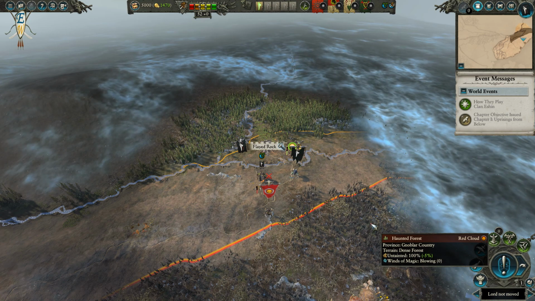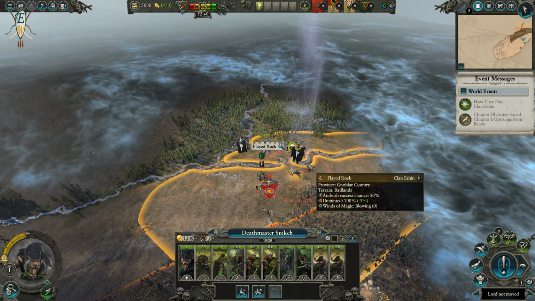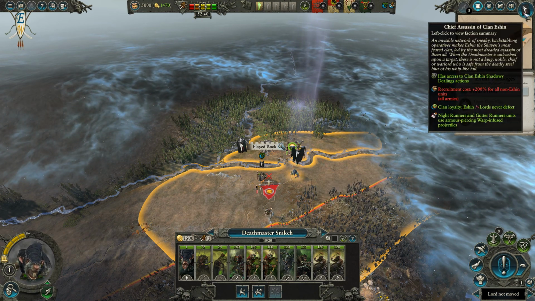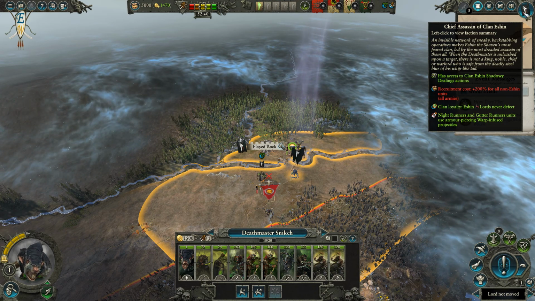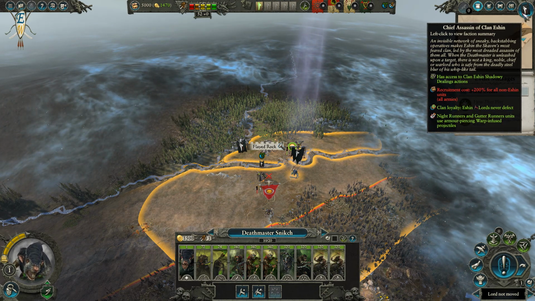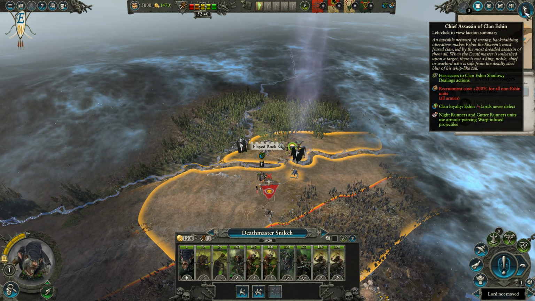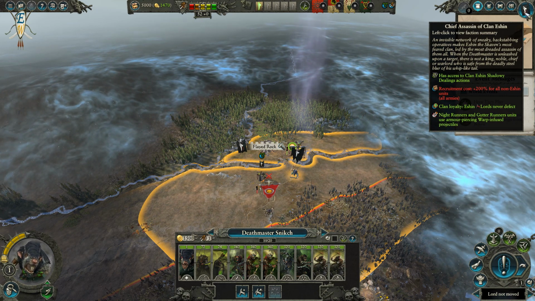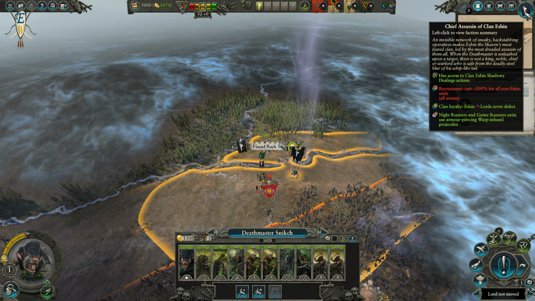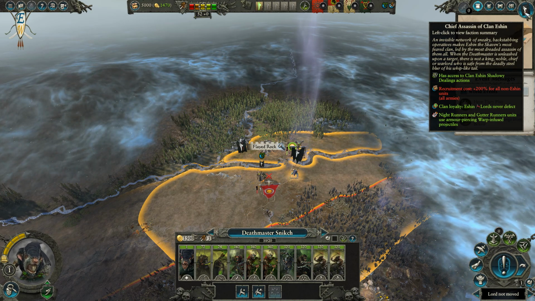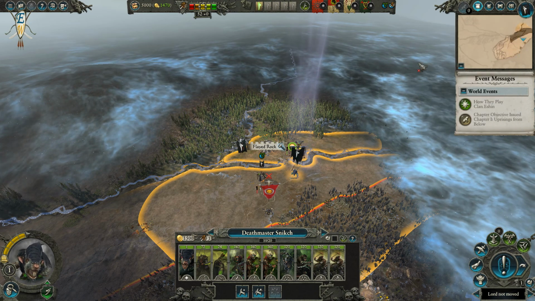Next up, we have Deathmaster Snikch in charge of Clan Eshin. His faction summary is Chief Assassin of Clan Eshin. He has access to Clan Eshin shadowy dealings actions. Recruitment costs 200% for all non-Eshin units. Clan loyalty: Eshin lords never defect. So that's a fantastic trait for the Skaven to have. Night runners and gutter runner units use armor piercing warp infused projectiles.